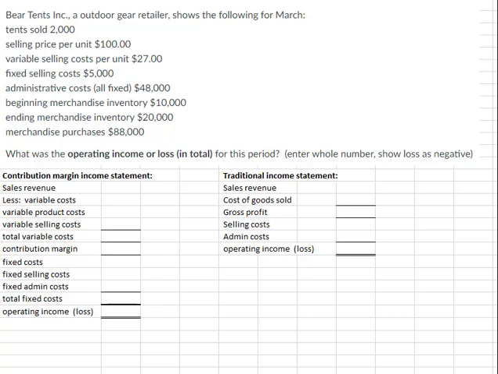So we're going to work this one. This is one of the questions on your quiz. There's a couple of versions of this. This one asks for operating income. So you could do it either through a traditional income statement or a contribution margin income statement. And for the sake of instruction, let's just do both so we can have both.